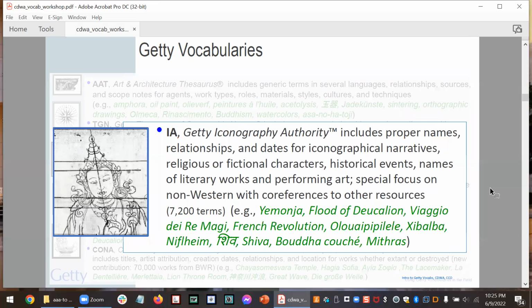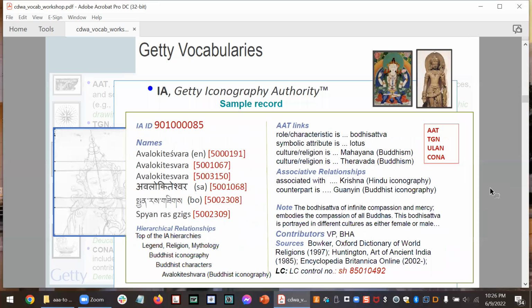The IA, the Getty Iconography Authority, includes proper names and other metadata for iconographical narratives, religious or fictional characters, etc. So terms you might find there could be, for example, Jibalba, Shiva. Here's a sample record for Avalokiteshvara. We have several names there for this character.